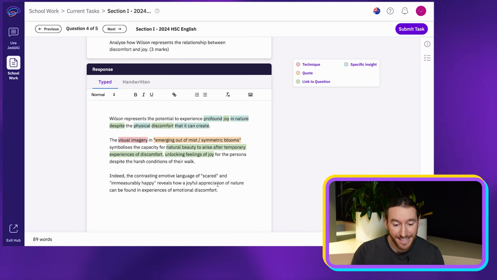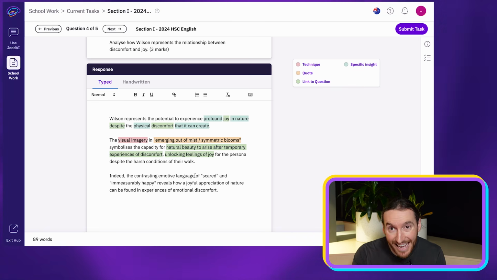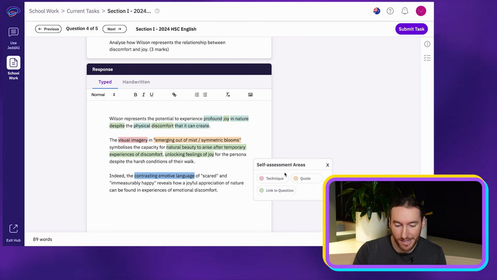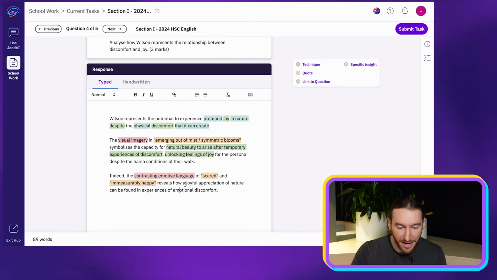And for our last sentence here, the second piece of evidence that's been analyzed, indeed the contrasting emotive language of "scared" and "immeasurably happy" reveals how a joyful appreciation of nature can be found in experiences of emotional discomfort. Okay, look at that, emotive language, and not just emotive language here, contrasting, because it said scared and immeasurably happy at the end. So you could have just said emotive language, but I liked contrasting here because I noticed that scared and immeasurably happy do contrast with one another. So scared, immeasurably happy, and then how a joyful appreciation of nature, because immeasurably happy, that's the joy, joyful appreciation of nature, can be found in experiences of emotional discomfort.